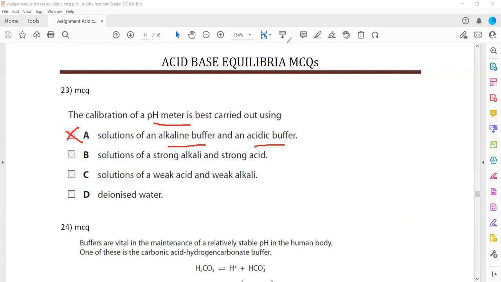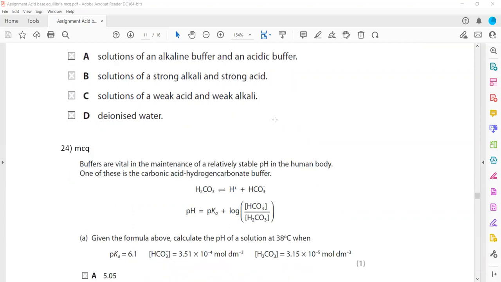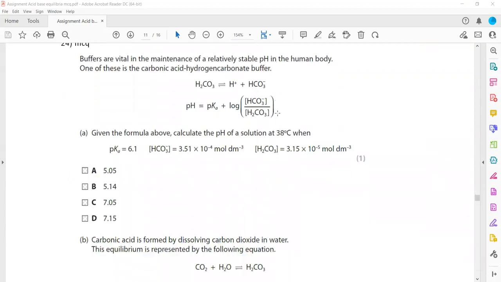Why not strong acid, strong alkali, or weak acid or weak alkali? Even if the acid is strong, it may have a pH 0, pH 1, or pH 2. And the same thing if it's a strong base, it may have a pH 13 or 14. So there is a range. But for buffer solutions, there is no range, as it resists the change, so the pH will be constant.